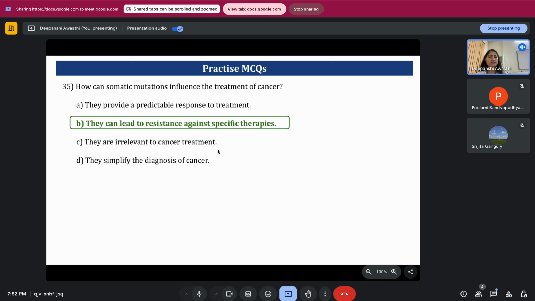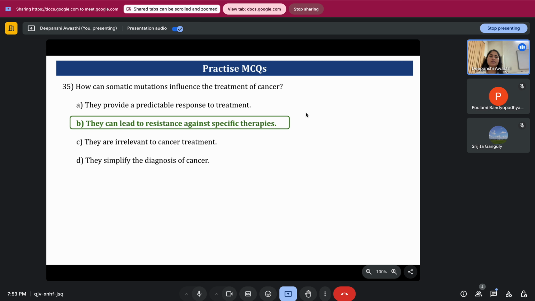They are irrelevant to cancer treatment. This is also not true because somatic mutations are important. They can give us many insights, so they are not irrelevant. They simplify the diagnosis of cancer? They do not simplify at all. And then they can lead to resistance against specific therapies. So yes, this is true, because they can generate some resistance in which therapies might not work.